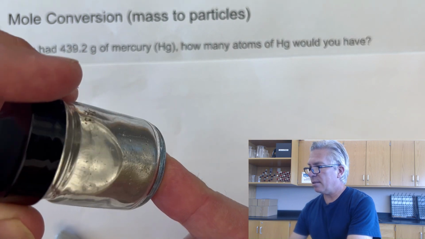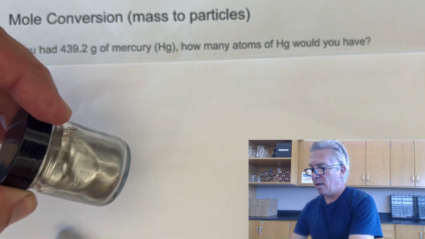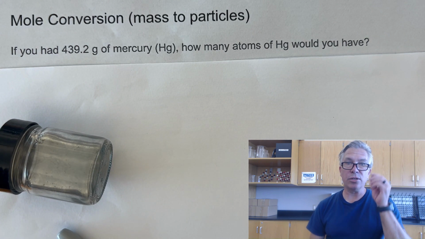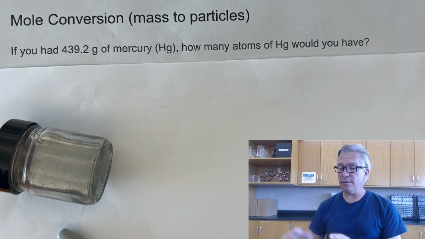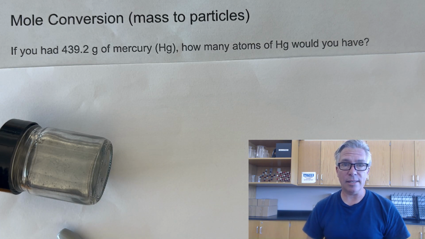This sample contains just over 30 milliliters of mercury. I put it on the balance, and it happens to weigh 439.2 grams. So it's your turn. Take a moment and see if you can calculate or predict how many atoms of mercury are in that sample. Feel free to pause the video.